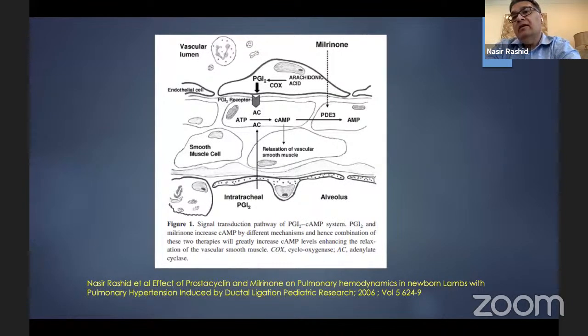And then this cyclic AMP gets degraded into AMP by an enzyme called phosphodiesterase 3. And phosphodiesterase 3 can be inhibited by milrinone. So if you understand these two concepts, when we go to the vasodilator therapy portion of our presentation, you will understand how to use those medications. Next slide, please.